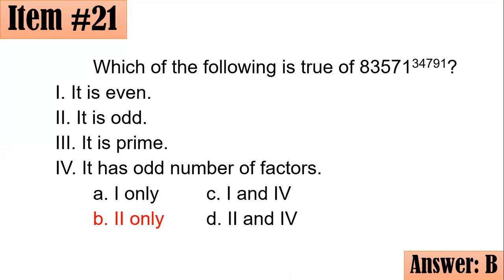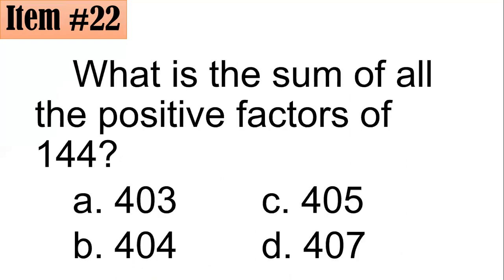Next number. What is the sum of all the positive factors of 144? Is it 403, 404, 405, or 407? What they usually do is that they really get the exact factors and add them. But that may not be necessary because there is in fact a way to determine the total or the sum of all of them. That is by prime factorization.